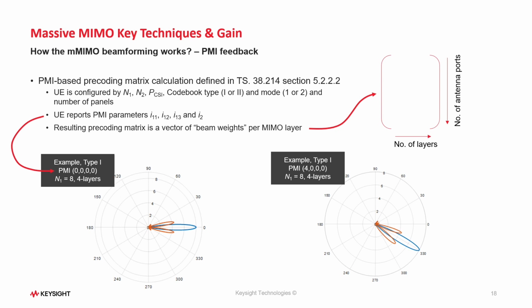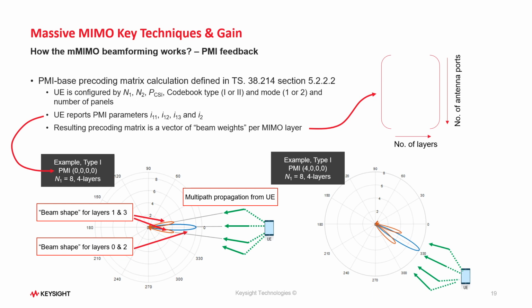So, if we look at the examples here, for example, the PMI 0000 for antenna configuration with 8 horizontal elements, and a 4-layer case, we can see clearly two different beam shapes here. So here, for example, we can consider the blue beam to deliver layers 0 and 2 over the 2 orthogonal polarizations, and red beam shape to deliver layers 1 and 3 over the 2 polarizations. The red beam is kind of distributed into 2 lobes and having a null in the beam direction of the blue beam.